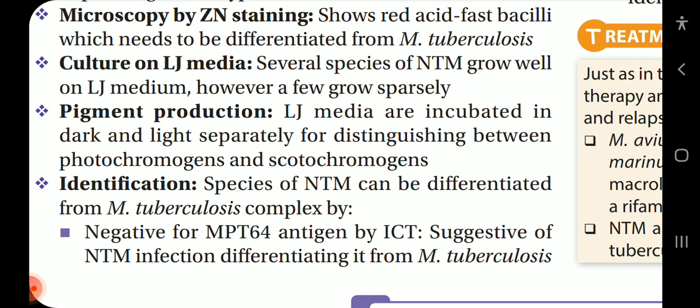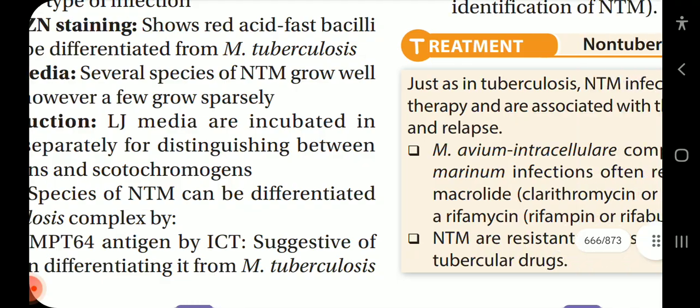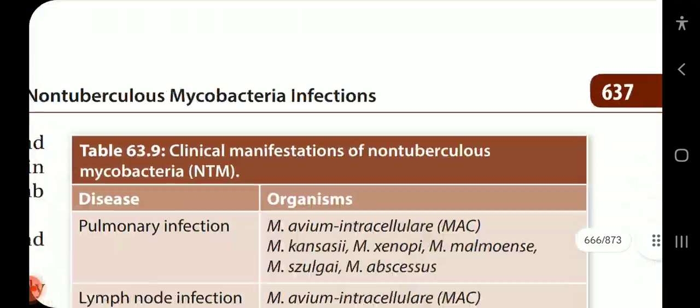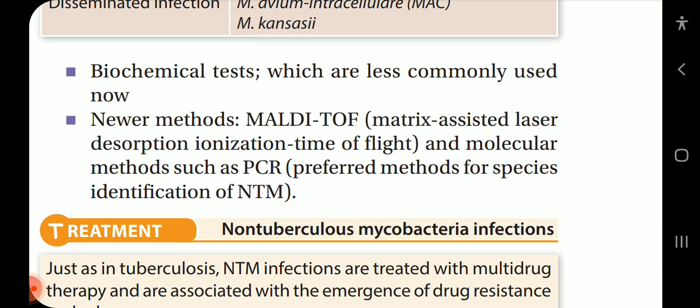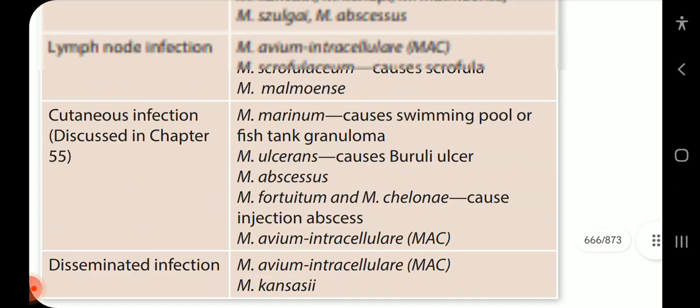Identification: species of NTM can be identified from the M. tuberculosis complex by being negative for MPT64 antigen by ICT, suggestive of NTM infection, differentiating it from M. tuberculosis. While biochemical tests are less commonly used now, newer methods like MALDI-TOF, matrix-assisted laser desorption ionization time of flight, and molecular methods such as PCR are the preferred methods for species identification of NTM.